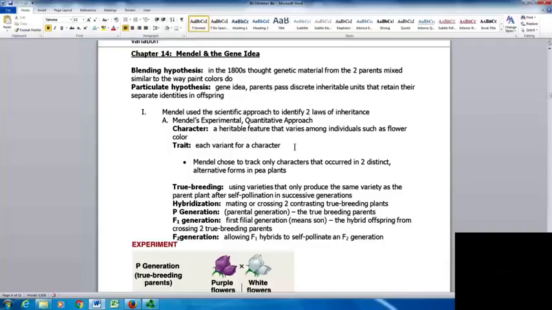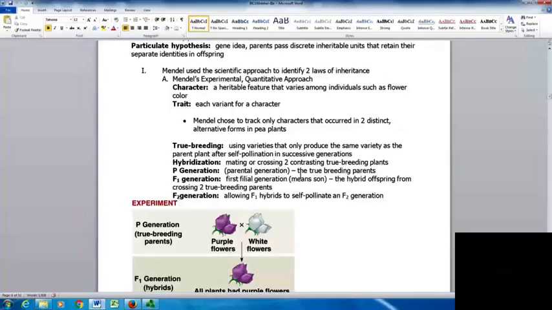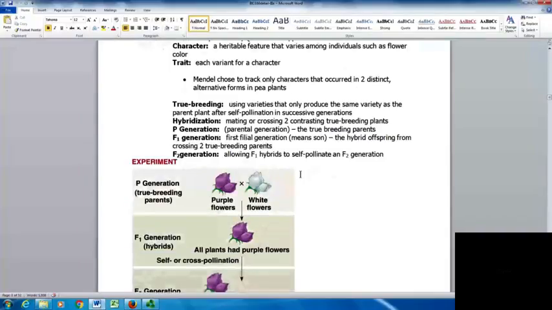Mendel chose to track only characters that occurred in two distinct alternative forms, and he chose pea plants because of their ease of growing them and their quick generation times. A plant that is true breeding is a variety that would produce only the same variety as the parent plant after self-pollination in successive generations. So if you continued to self-pollinate the purple flowers, you would just continue to get plants with purple flowers. If you continued to self-pollinate the ones with white flowers, you would continue to get ones with white flowers.